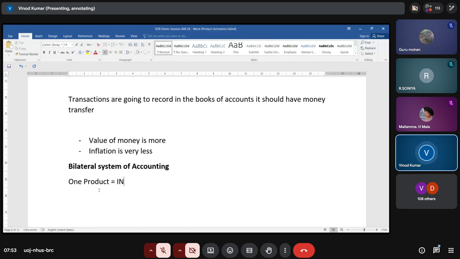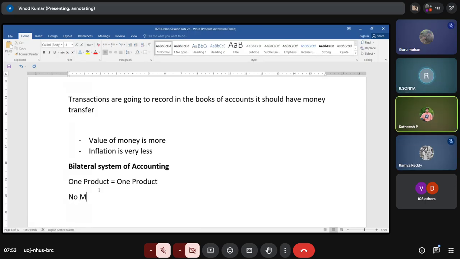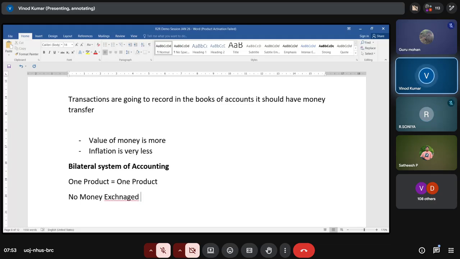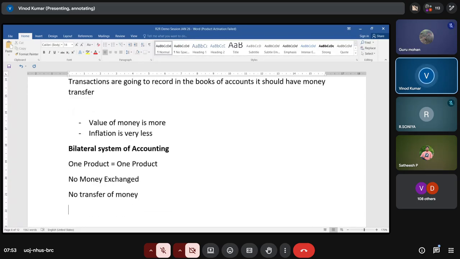So is there any concept of value or exchange of money here? No money was exchanged and no amount was transferred. This system was possible because in our previous days the value of money was more. But now, in the current environment, even if you want to buy one chocolate, you will not get it without paying money. Even a small product will not be given without paying money.